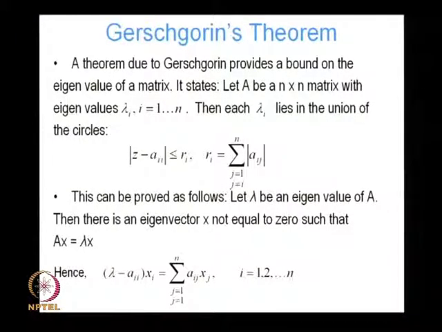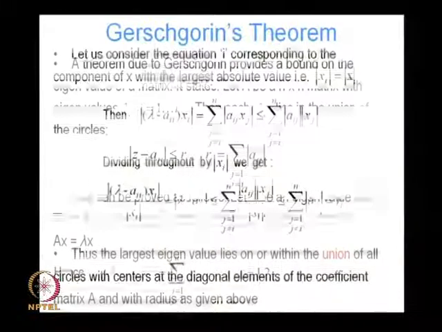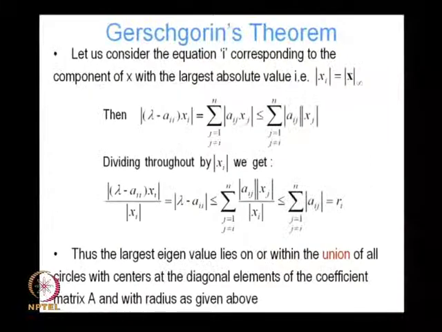Let lambda be an eigenvalue of A, then there is an eigenvector x not equal to 0 such that Ax is equal to lambda x, right. Hence, we can write (lambda minus Aii) xi is equal to the sum of Aij xj. So, basically I have kept the diagonal term on the left hand side and I have moved all the off diagonal terms to the right hand side. I can do that for each of my equations, i equal to 1 through n, assuming that A is a matrix of size n by n. So, I can do it for each of those rows.